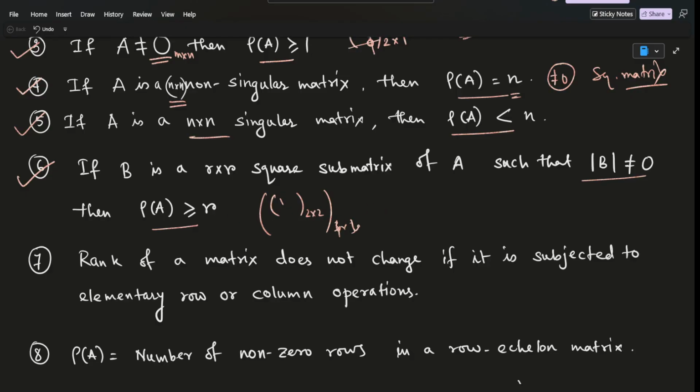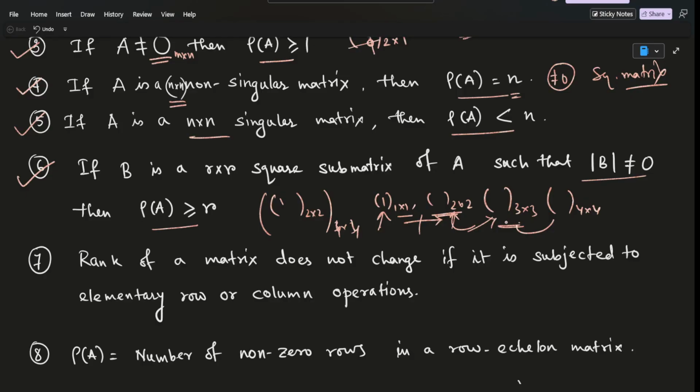Suppose this is a 4 by 4 matrix. So we have 1 by 1 order submatrices, 2 by 2 order submatrices, 3 by 3 order submatrices, and a 4 by 4 order submatrix. If a 1 by 1 is non-zero, it does not mean that rank is 1. Rank is more than or equal to 1. If a 2 by 2 is non-zero, it doesn't mean rank is 2. Rank may be 2 or greater than 2. Similarly, if a 3 by 3 is non-zero, then rank is 3 or 4. Fine. So this is the property.